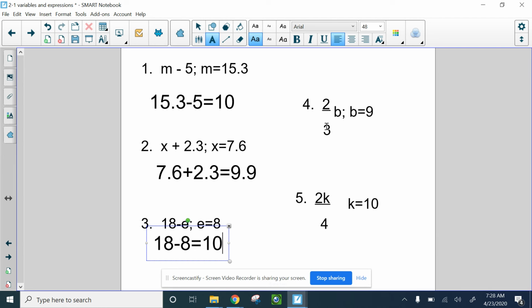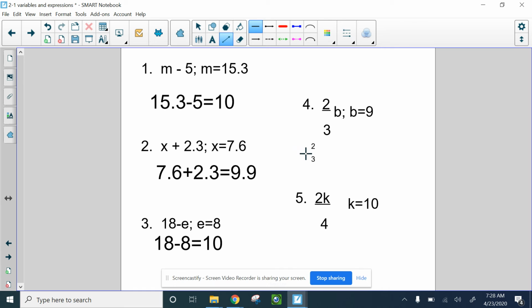Okay, if I have 2/3 b, so this would mean when b equals 9, I'm going to do 2/3. This is kind of hard to do on my computer, so give me a second to get this set up here. So if I have 2/3, and we're going to have to just quickly make our fraction like this. I'm sorry, this is taking me a little longer to do here. And I'm going to do 2/3 times 9.